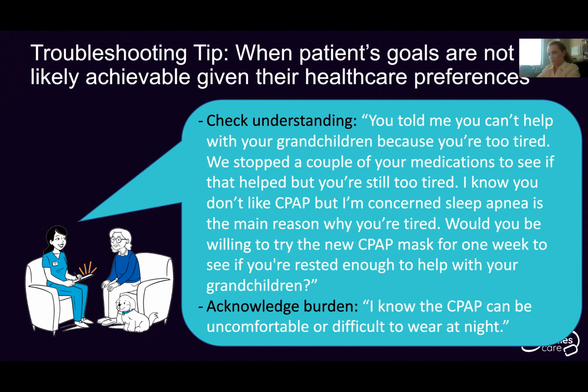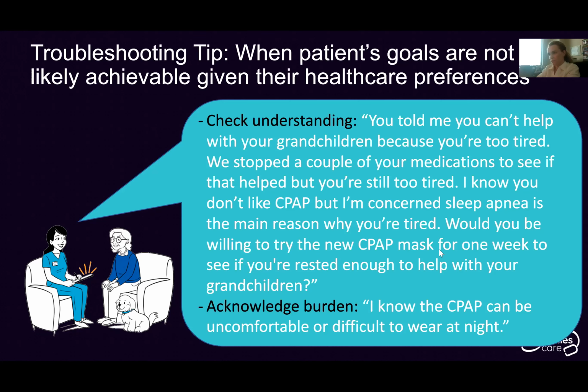I wonder if there are other ways to fulfill your value of spending time with your grandchildren that could be more achievable. So maybe it's not being a reliable caregiver, but rather it's being together with the whole family and having the grandkids there, but having the support of others. So it really does take that extra layer of questions when goals are not likely achievable.